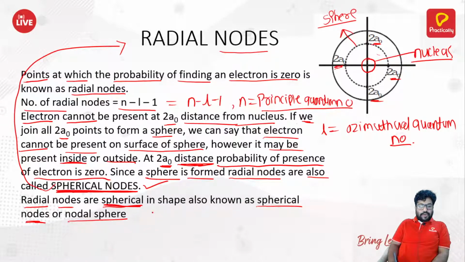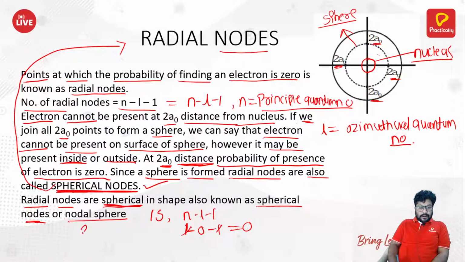Firstly, let's take the 1s orbital. How many nodes does it have? For the 1s orbital, n minus L minus 1. N is 1. What is L? L is 0 for the s orbital, right? So 1 minus 0 minus 1, that is 0. So your 1s orbital does not have any node.